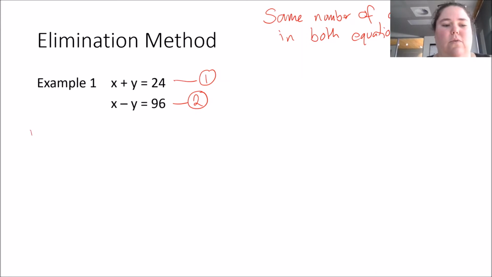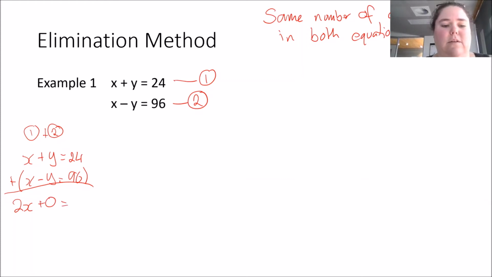So if I go equation 1 plus equation 2, that means I have x plus y equals 24 plus x minus y equals 96. X plus x is 2x. Y plus negative y is 0. And then 24 plus 96 is 120. And then we can rearrange and get x. So remember, we divide both sides by 2 to get rid of that guy, which gets me x equals 60.